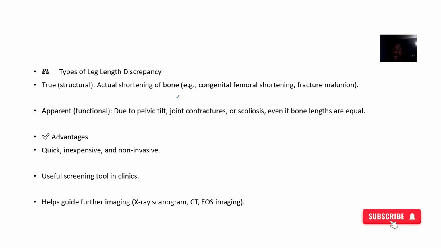Now types of leg length discrepancy: we have the true one, which is the actual shortening of the bone. But we have the functional one, which is basically due to an underlying issue. Okay, joint contractures, scoliosis, and the rest of it, osteoporosis, and the rest of it.